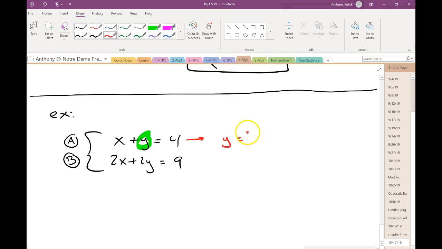So to get y by itself, we can subtract x from both sides. And that'll give me 4 minus x, or you could write negative x plus 4, whatever. Doesn't really matter. Okay? So that's our equation C. What do we do with C? We're going to take the stuff that y equals and plug that in for the y in the equation we haven't used yet.